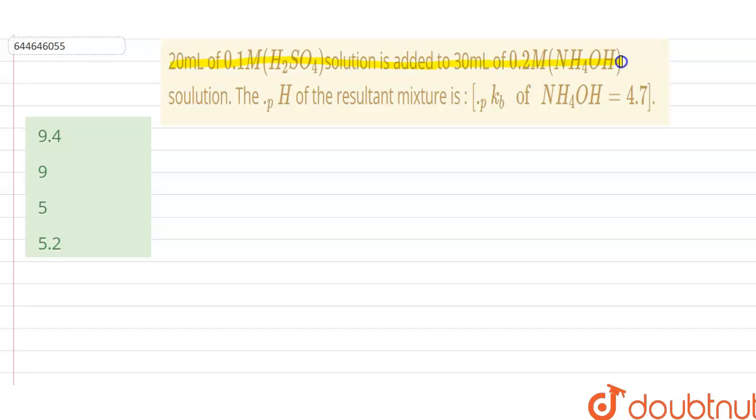Hello, so our question is: 20 ml of 0.1 molarity H2SO4 solution is added to 30 ml of 0.2 molarity NH4OH solution. The pH of the resultant mixture is? We are given that the pKb value of NH4OH is 4.7. So now we have to solve this question.